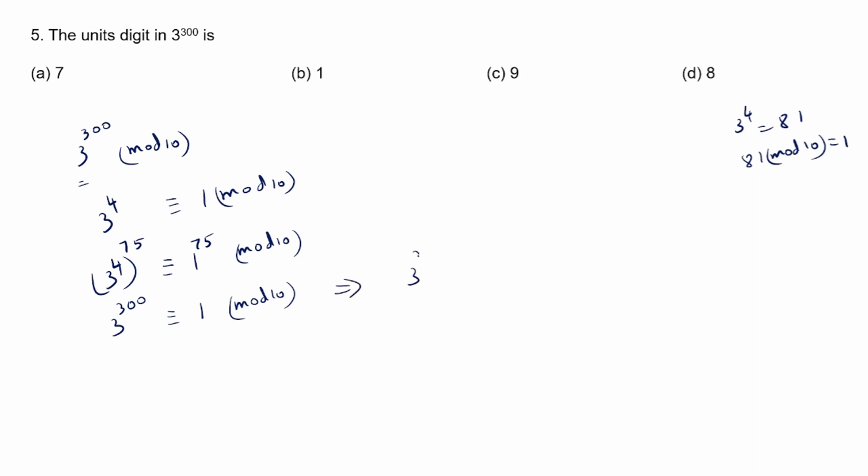So from this we get 3 raised to 300 mod 10 is equal to 1. So if we want to find the units digit, we have to find mod 10 and we get the answer as 1. So the units digit in 3 raised to 300 is 1. So the correct option is option B.